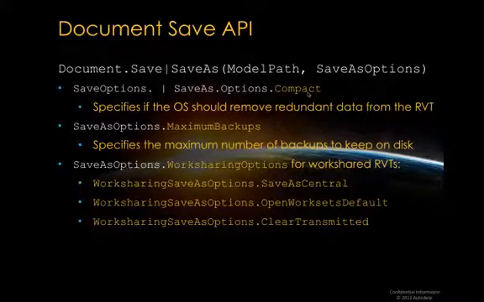When saving a document, a new option allows you to compact the document to remove redundant data from the file. You can specify the maximum number of backups and set worksharing options for saving as central, opening default worksets, clearing the transmission data.